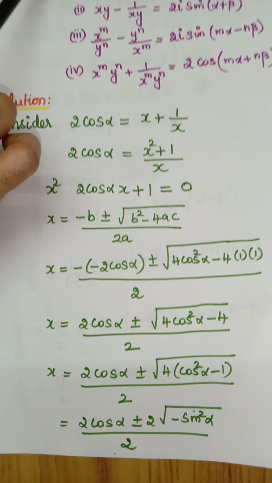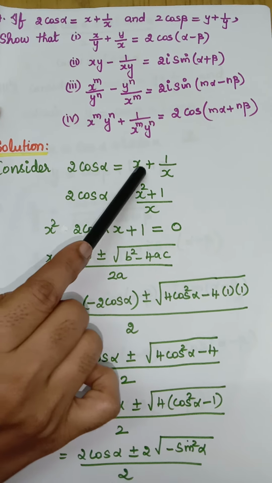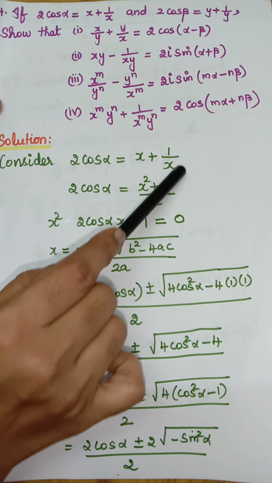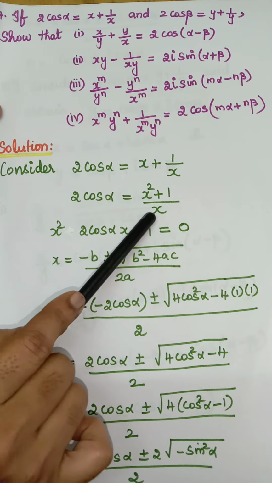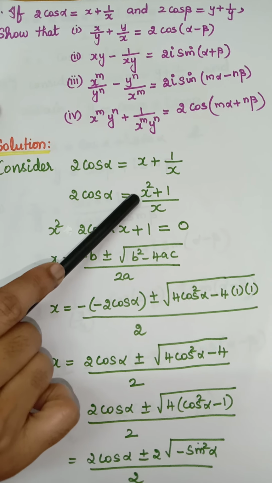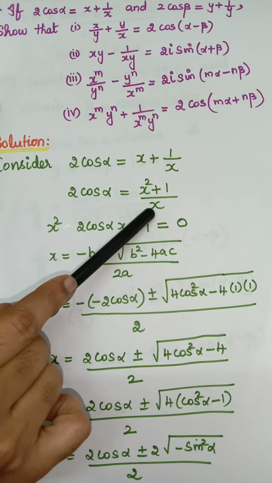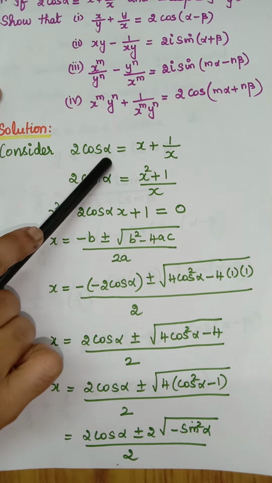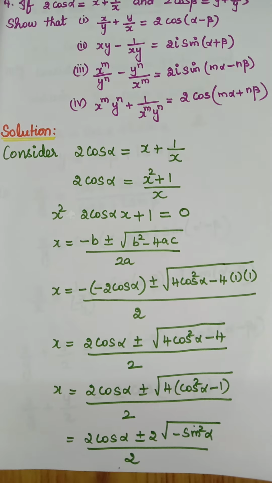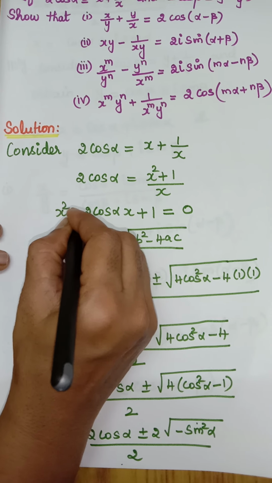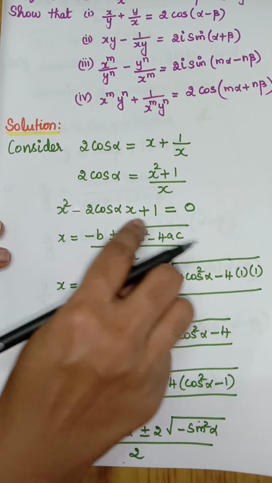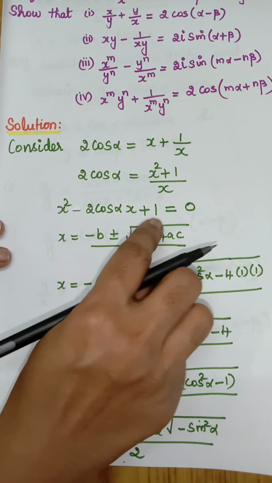First I am going to consider 2 cos alpha is equal to x plus 1 by x. You are going to take LCM. What is the LCM? x. So it will become x squared plus 1 by x. So this x, when you take it to the left side, it is 2 cos alpha into x. So you bring it to the right side. So you are getting here x squared minus 2 cos alpha x plus 1 is equal to 0. You are getting a quadratic equation in x. So you have to find the solution.